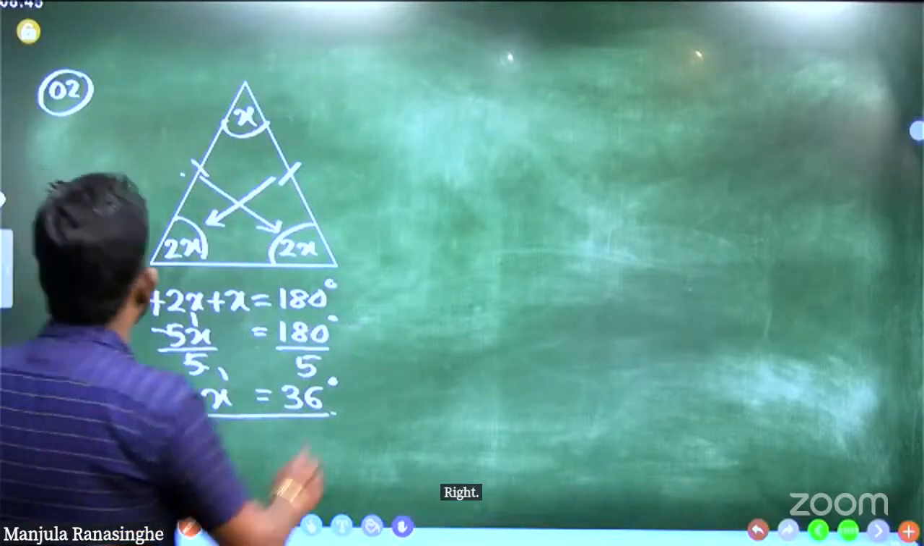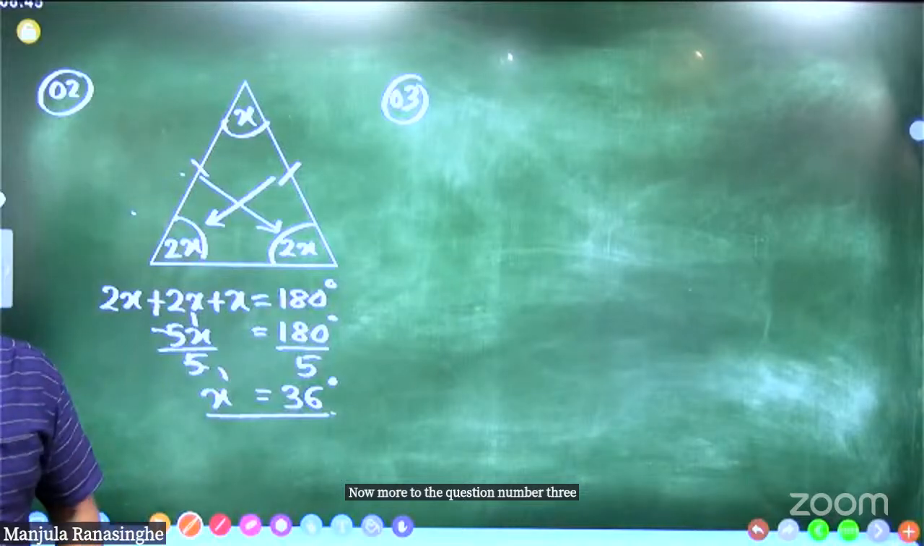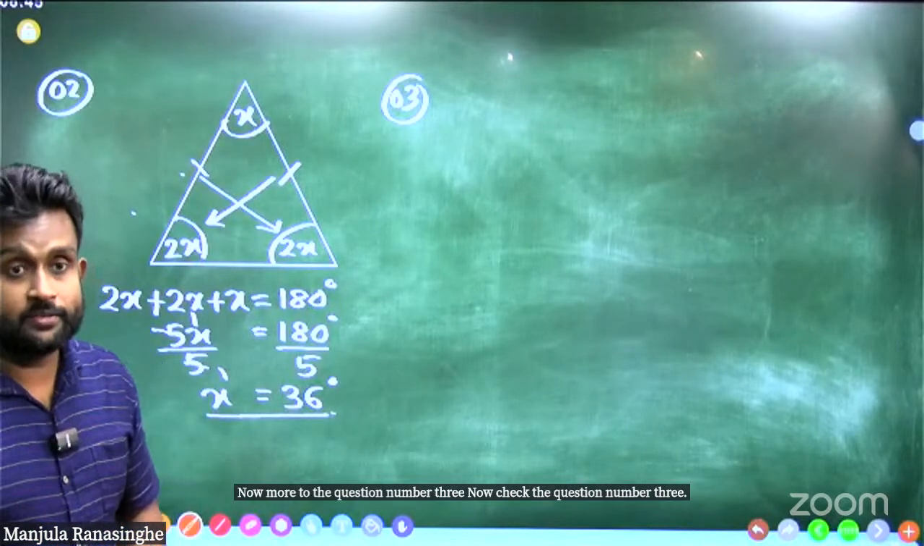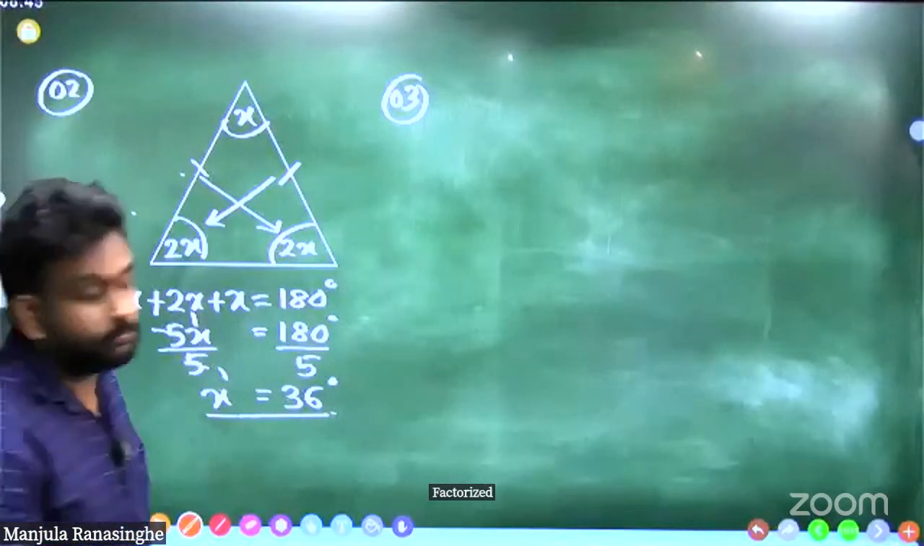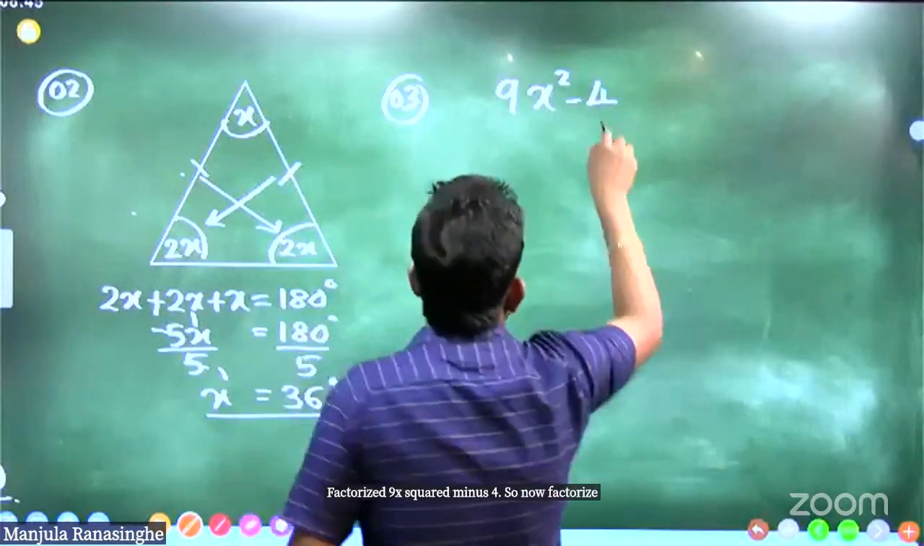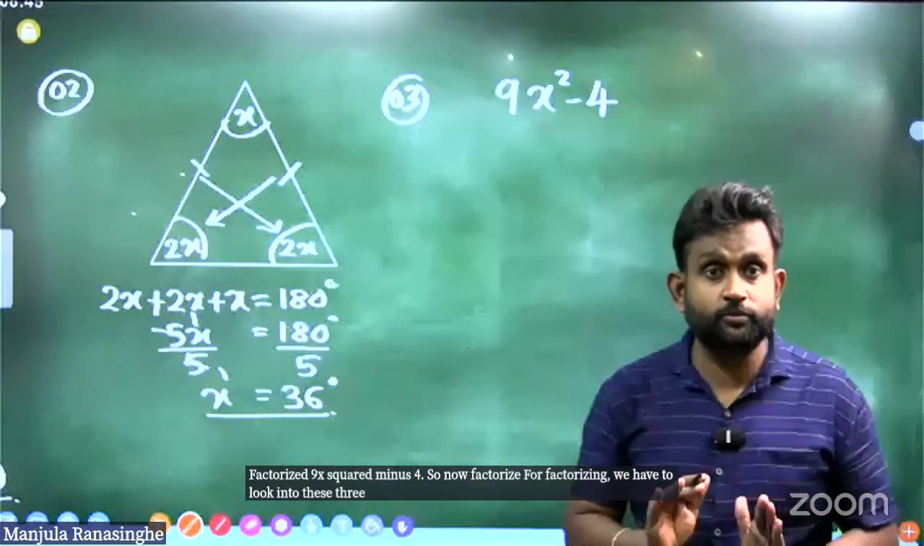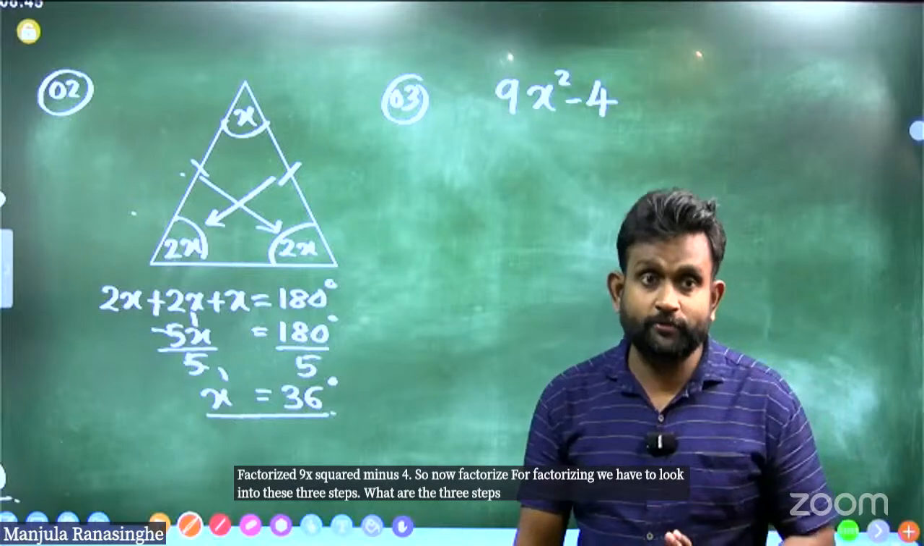Now move to question number 3. Now check question number 3. Factorize 9x squared minus 4. For factorizing, we have to look into these 3 steps. What are the 3 steps? First one, take the common factors.